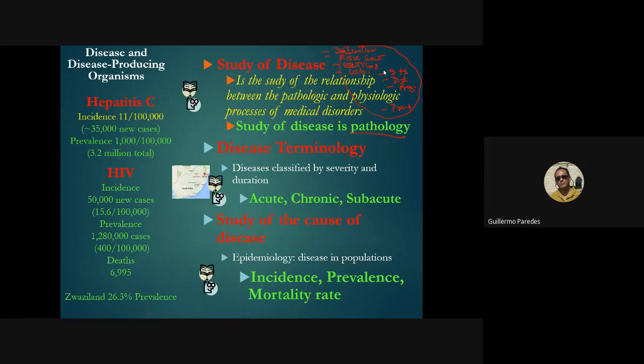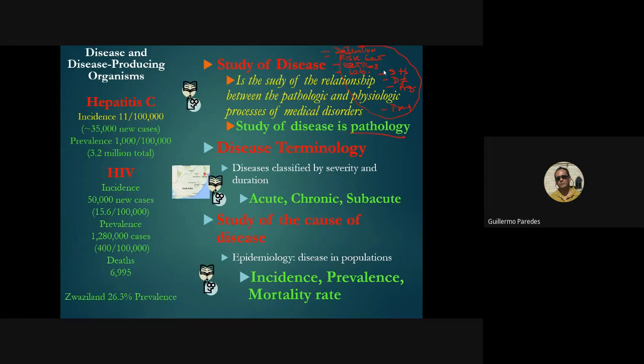Example: tell me, hypertension. Is hypertension chronic or acute? Chronic. Okay. Diabetes mellitus is acute or chronic? Chronic. HIV is acute or chronic? Chronic. Tell me, how many of you have had back pain? Don't tell me, but how many of you had back pain? Tell me, how long did that back pain last? Less than 3 months or more than 3 months? If it is more than 3 months, that is a chronic condition. If it is less than 3 months, it's going to be an acute condition.